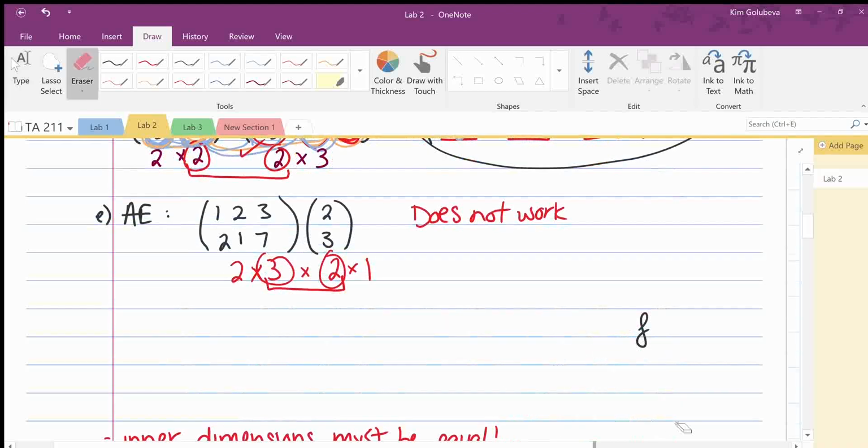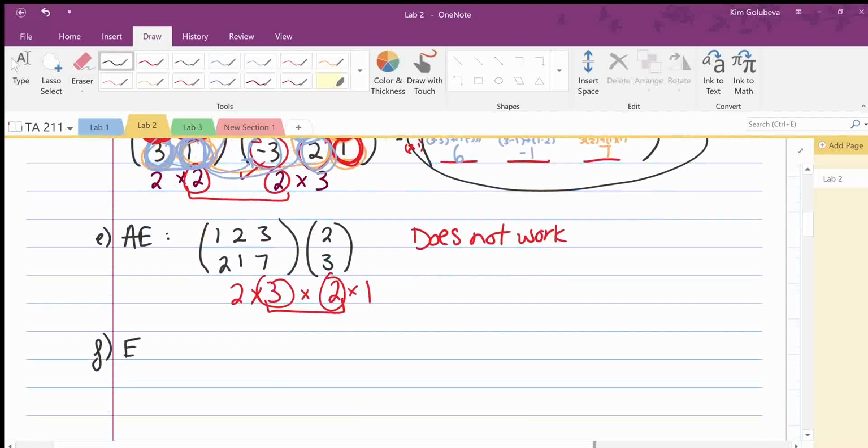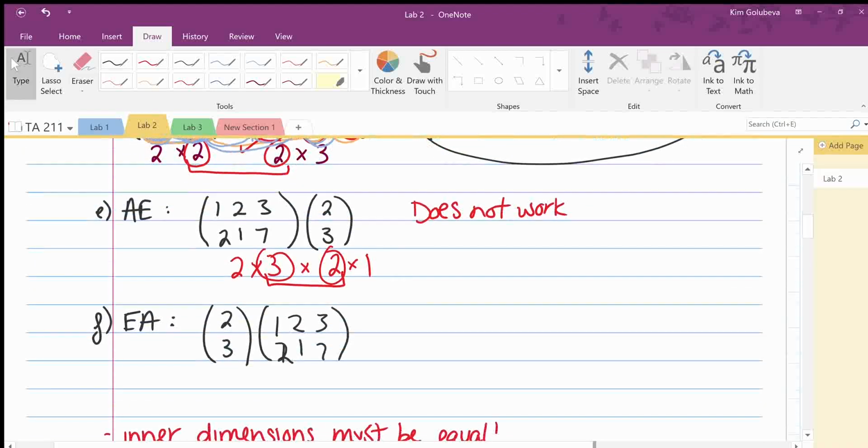And our last one, F, is EA. So just the reverse of what we have above. So we have 2, 3, and 1, 2, 3, 2, 1, 7. So we have here 2 by 1 by 2 by 3. And once again, we look at the inner numbers to see if they match. And in this case, they don't match. So we know that this multiplication does not work.